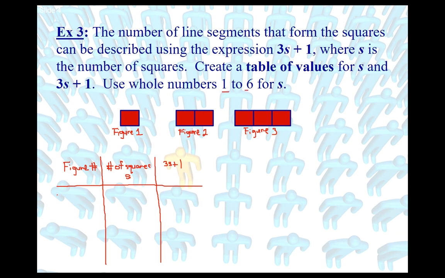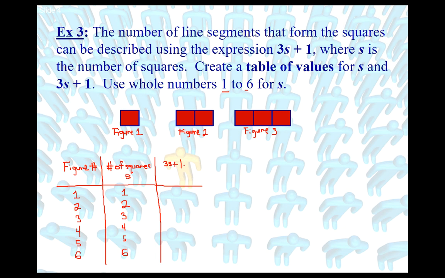So we're going to do figures 1 to 6. We have 1, 2, 3, 4, 5, and 6. The number of squares, well, you can just count them. Figure 1 has 1 square. Figure 2 has 2 squares. Figure 3 has 1, 2, 3 squares. So we can immediately see the pattern with the number of squares. Figure 4 is going to have 4 squares, figure 5 is going to have 5 squares, and figure 6 is going to have 6 squares.